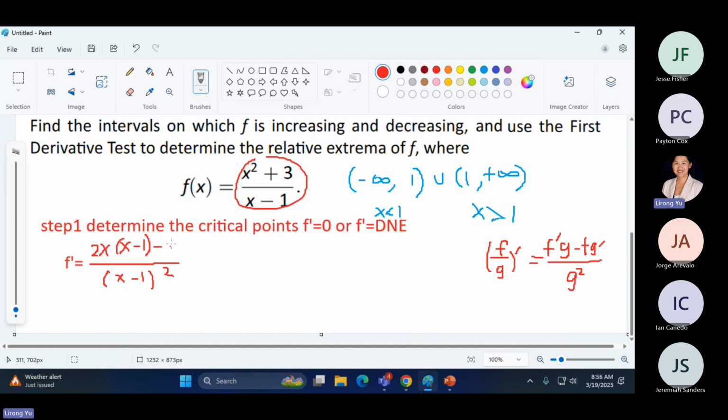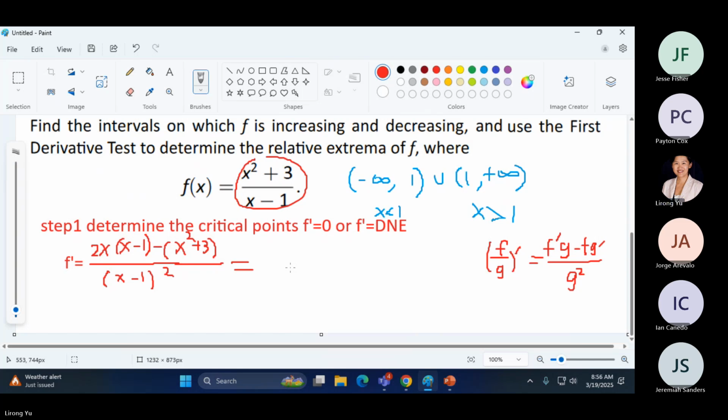Minus, this time we're going to keep the numerator. x squared plus 3 is our f. And we're differentiating the denominator, which is equal to 1. And whenever it's 1, we don't have to write it. That's applying the quotient rule. Any questions?